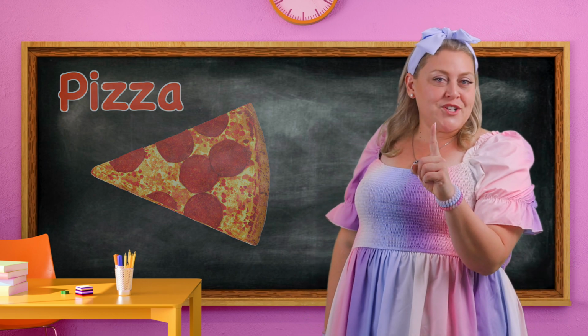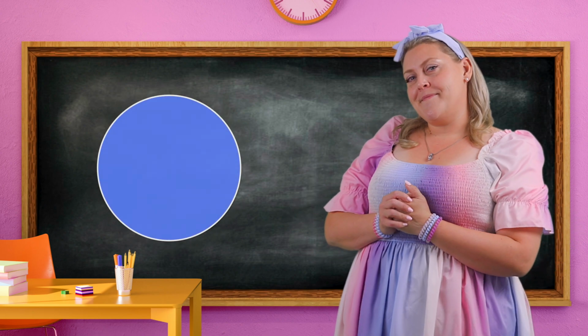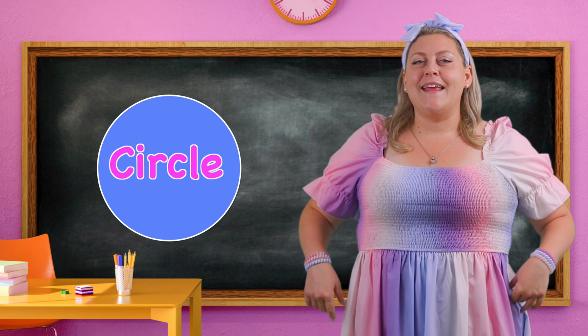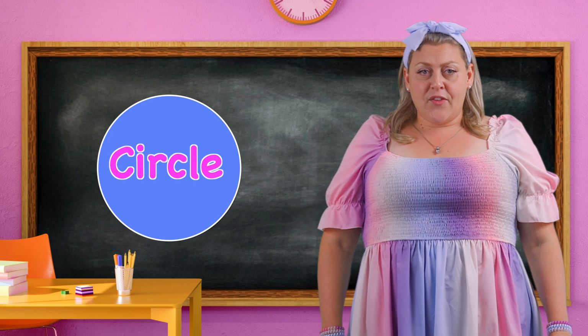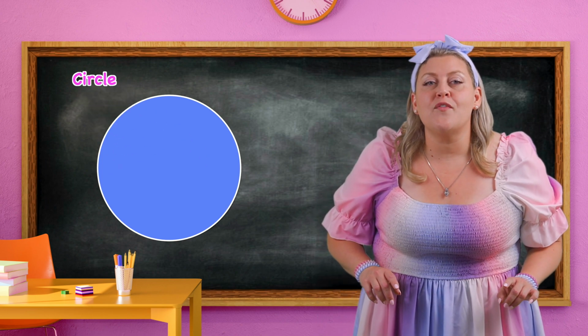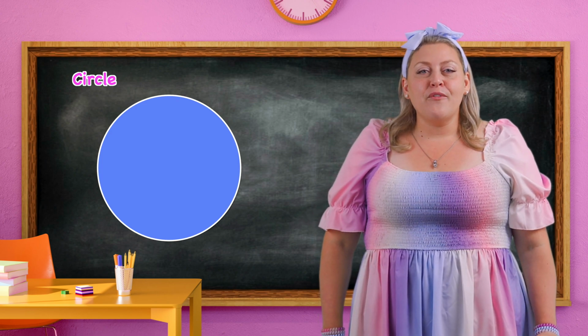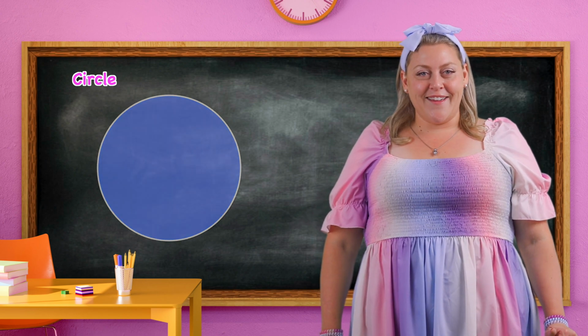There is one more shape that I want to talk about with you today. Can you guess the shape? What is it? Yes, it's a circle. A circle is a shape that has one continuous curved side with no angles. Let's use our fingers to draw a circle together. Ready?